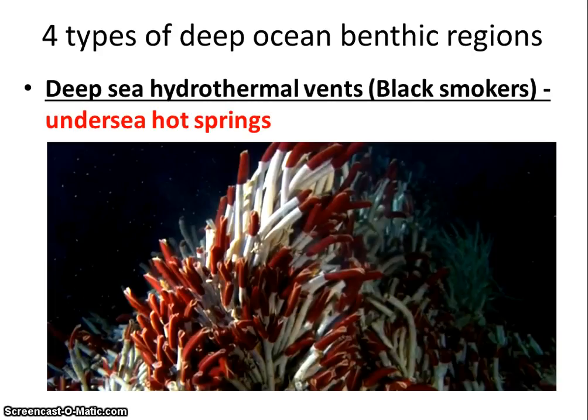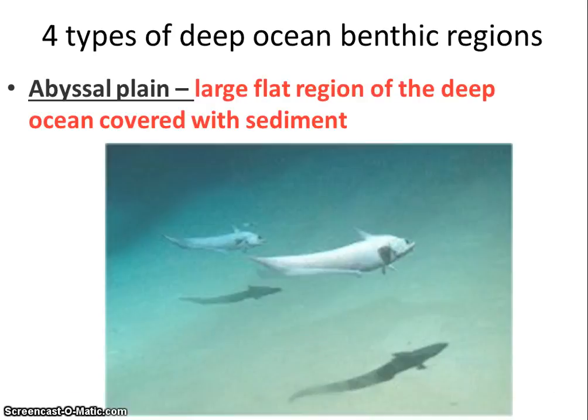The first one that we're going to talk about is hydrothermal vents, black smokers. These are undersea hot springs, basically underwater volcanoes that pump out water at about 400 degrees Celsius. That's hot enough to melt lead. How organisms survive to live here, we'll talk about in a second, but that's one of the environments.